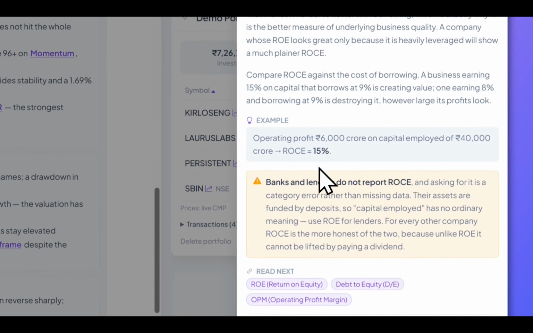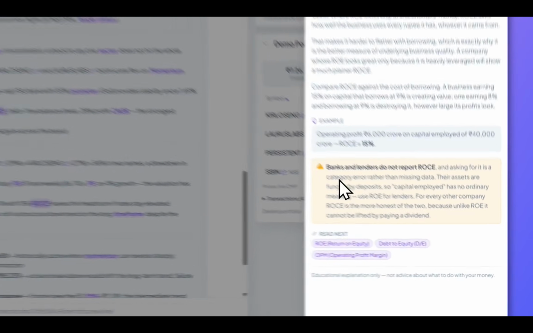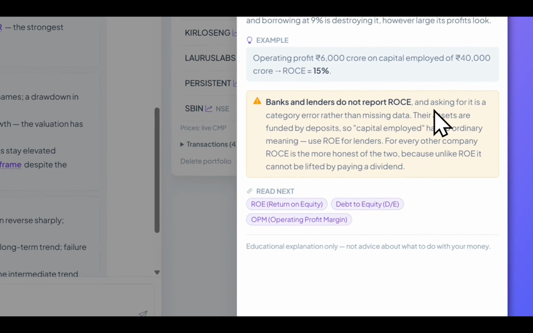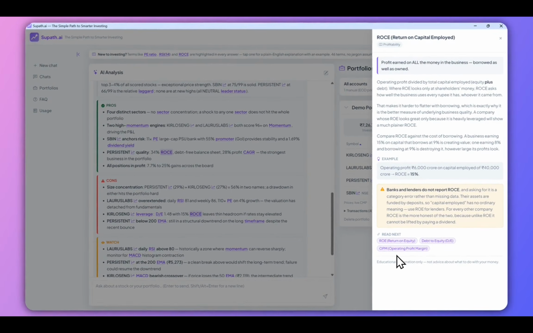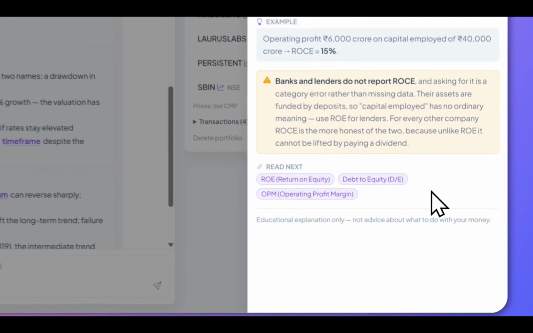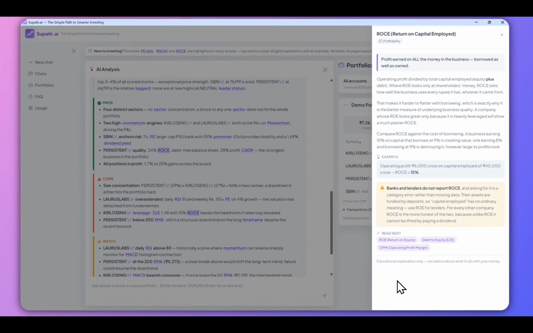And there is a caution, which matters. Banks and lenders do not report ROCE because their assets are funded by deposits, so capital employed has no ordinary meaning for them. For lenders, use ROE instead. At the bottom, related terms to read next. So someone new to investing can follow a chain from one concept to the next without ever leaving the answer. 46 terms are covered this way.